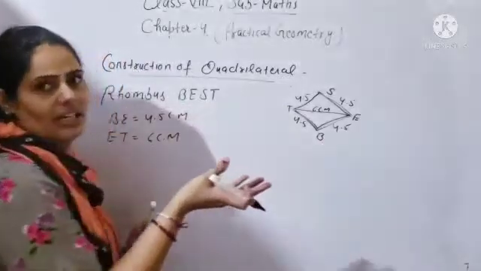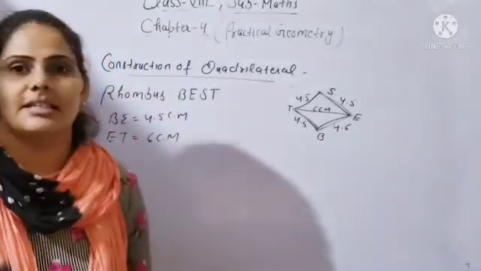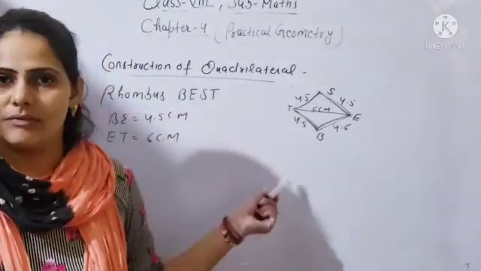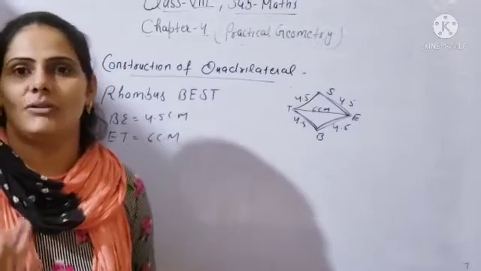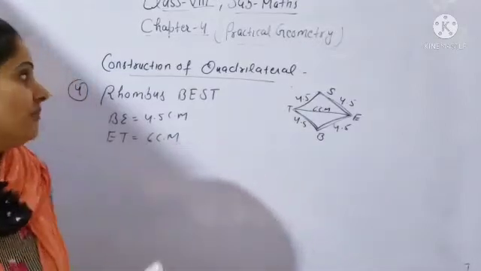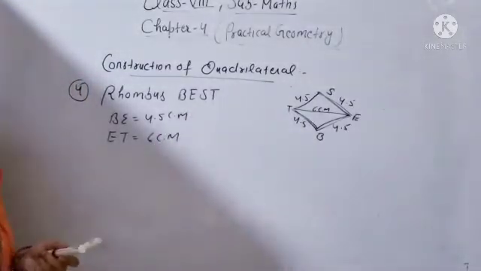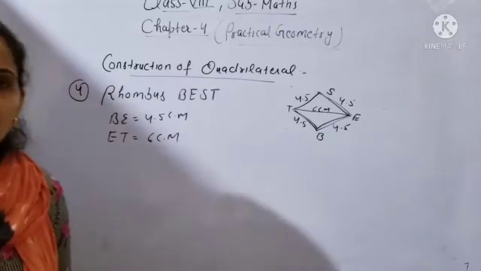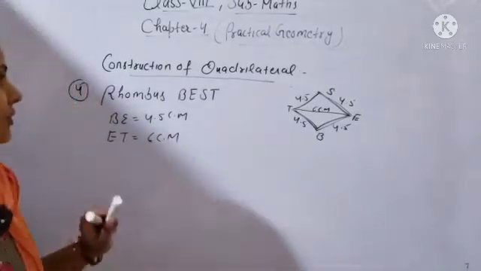And one diagonal, this is already given, ET, and this is 6 centimeter. Clear now? All the 4 sides are given, one diagonal is given. Now you can draw, easily. So beta, in the rhombus the length of all the sides will be equal. Clear, all of you? Now you have to draw.